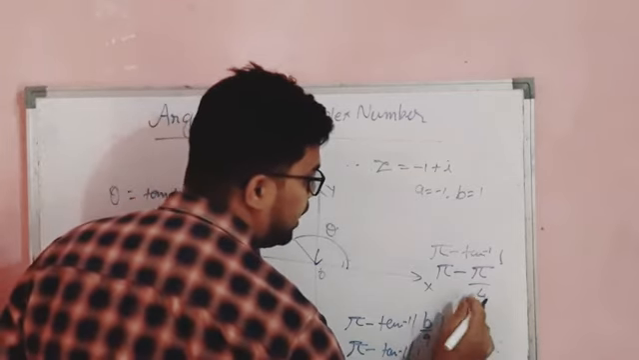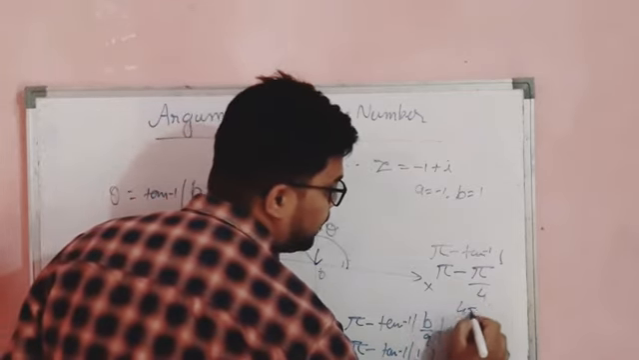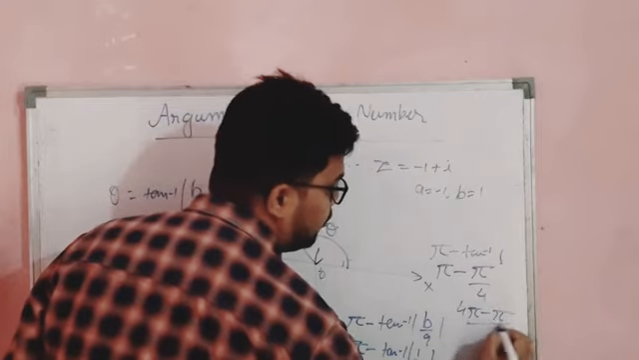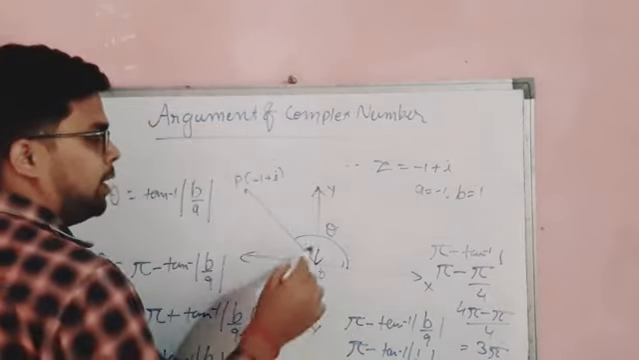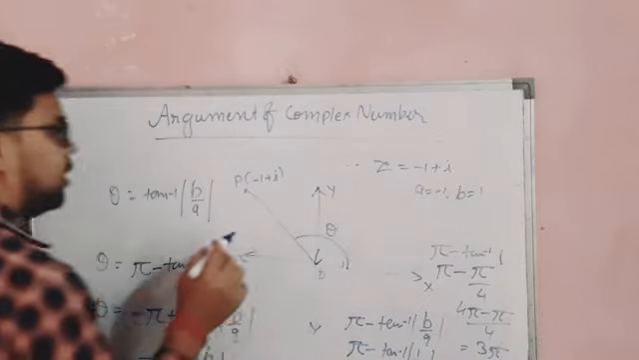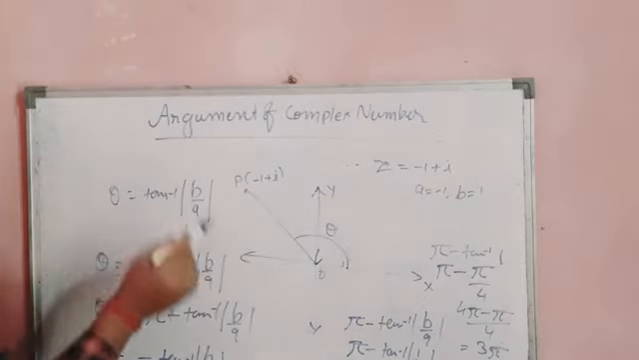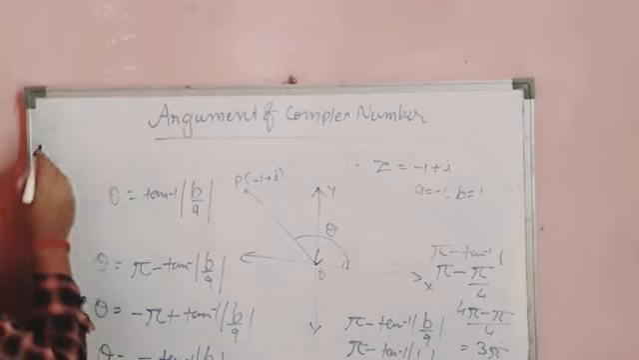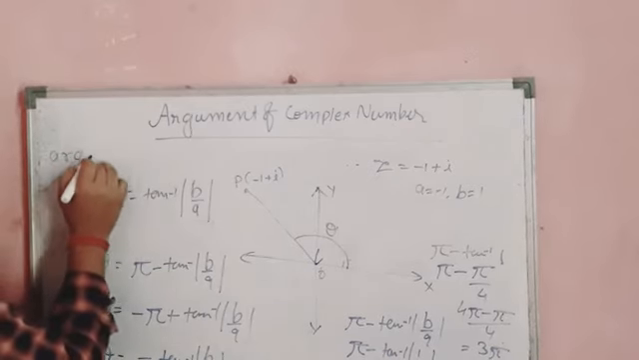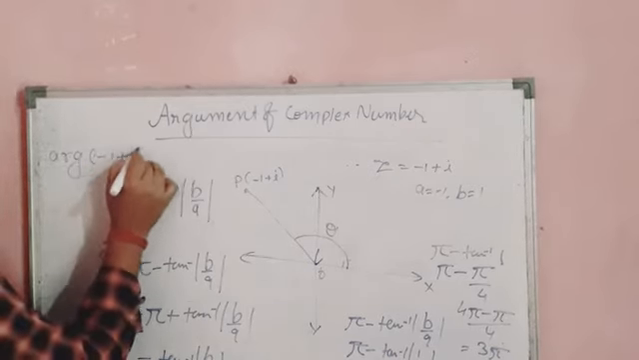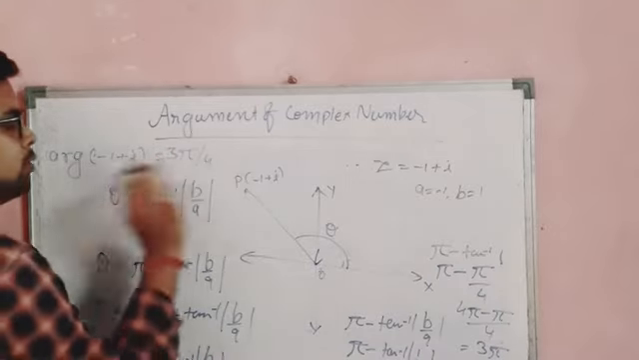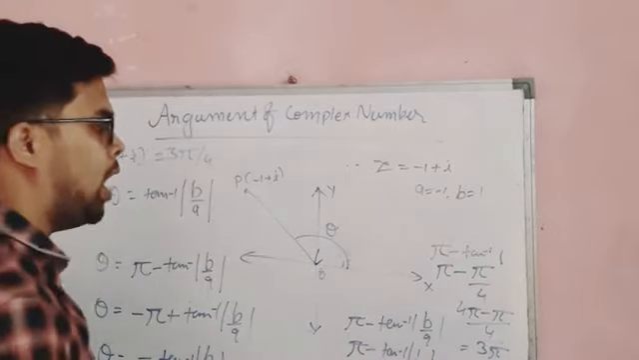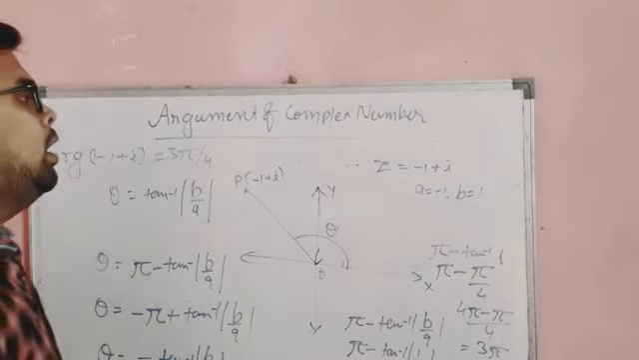So finally you will get pi minus pi by 4, so 3 pi by 4. The principal value of theta will be 3 pi by 4, and the argument of minus 1 plus i is equal to 3 pi by 4. This is the principal value of this complex number. Understood? Now I am taking another situation.